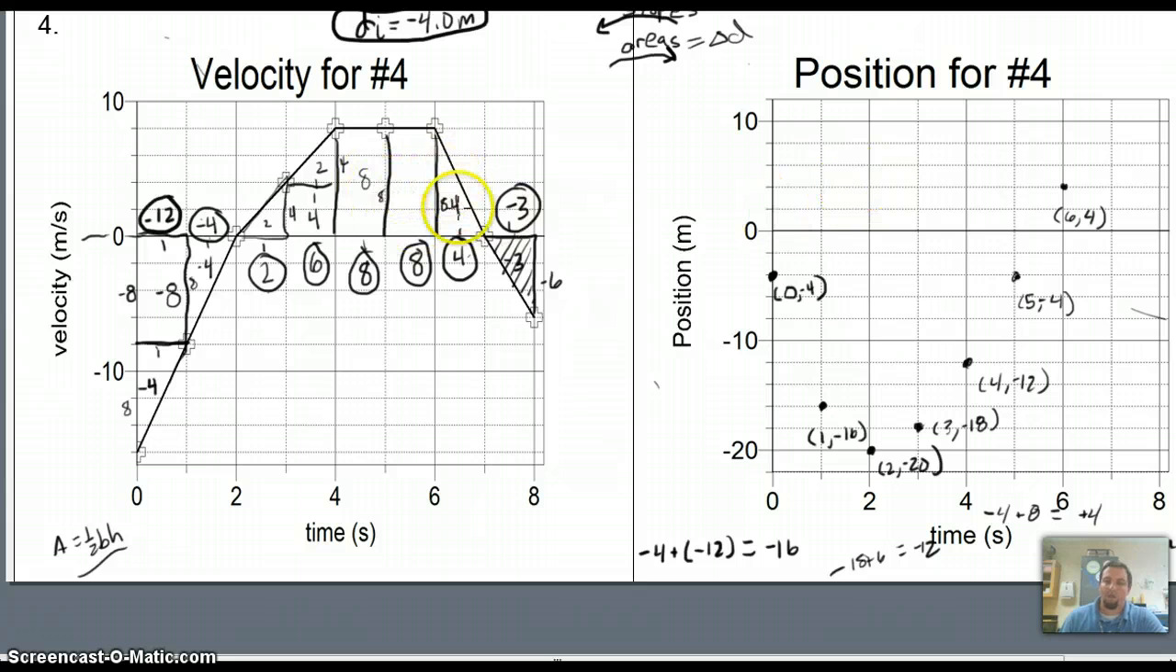Now remember, this is going down, but I still have a positive area. My next area is right here. So that's positive, so I still have a positive 4. So from 6 to 7 seconds, I have a positive 4 for my area.